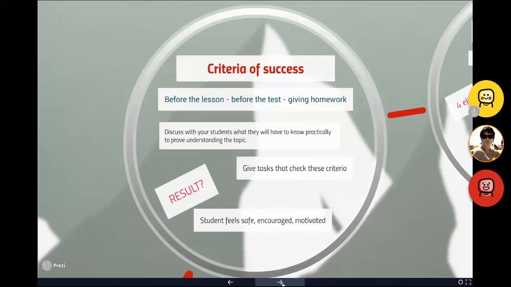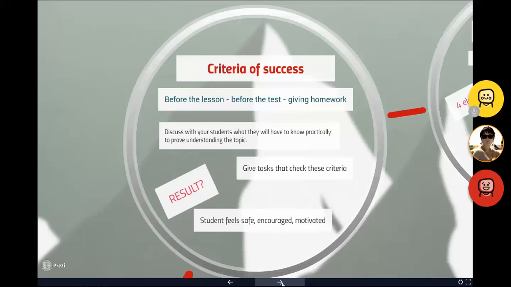You should discuss with your students what they will have to know practically to prove understanding the topic. So simple, you give tasks that check criteria. You cannot say like, write a letter, because write a letter is not a criteria of success. The criteria of success would be write a letter to a friend, telling him or her what you did yesterday. Try to use past simple and past continuous.